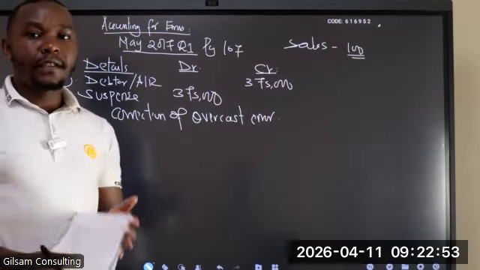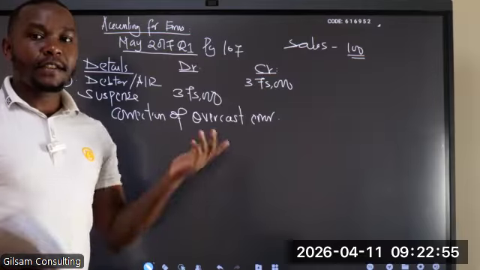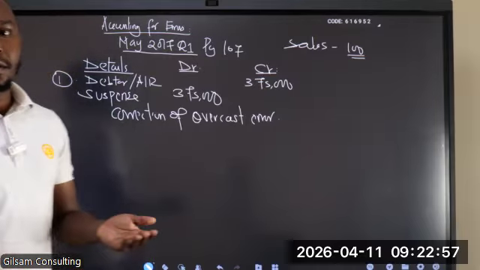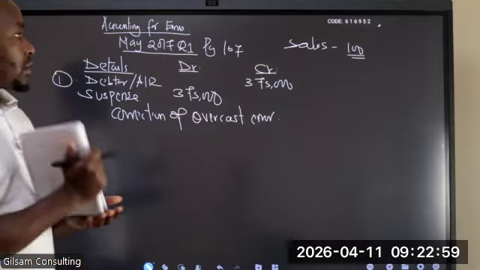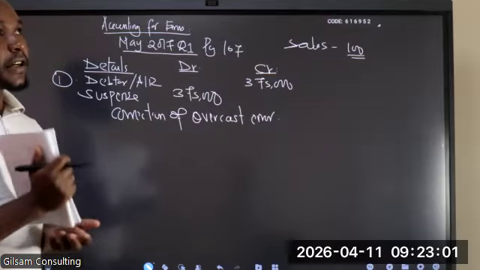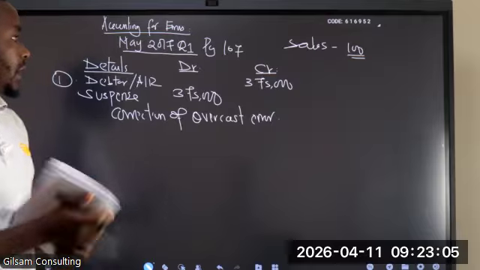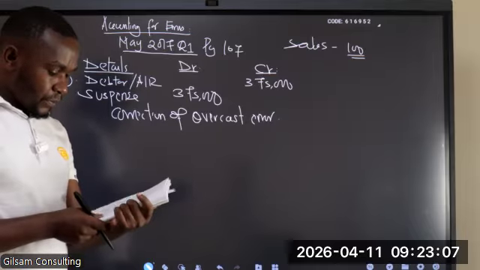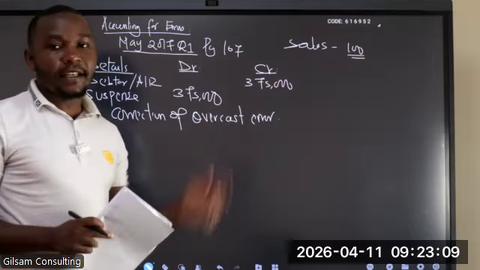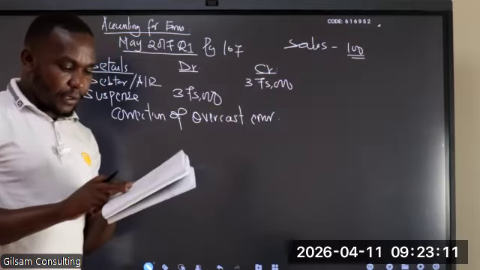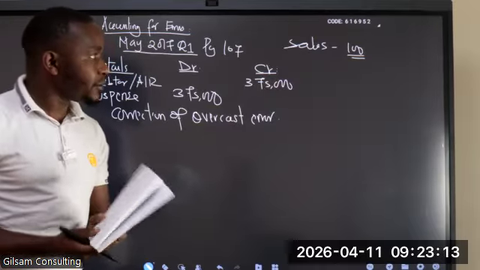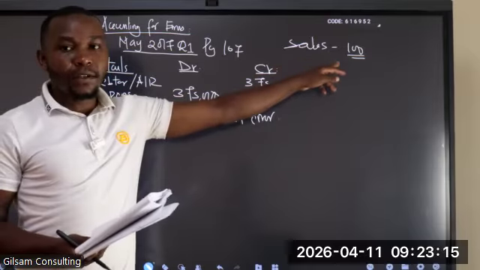What did we say about the income? Increase in income, we do what? We debit. We are not debiting the income. No, income, we credit. Yes, you credit. Now, if we are crediting the income, this accountant has overstated the sales, assuming it is this one.